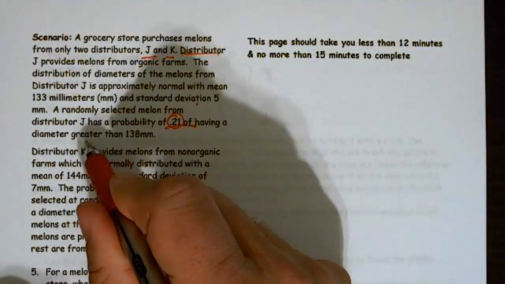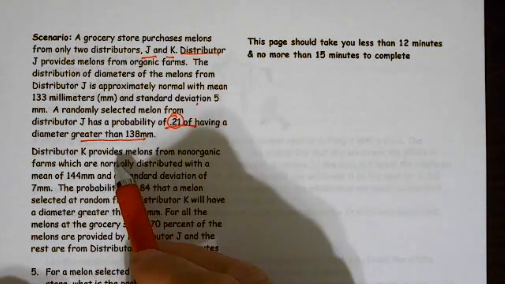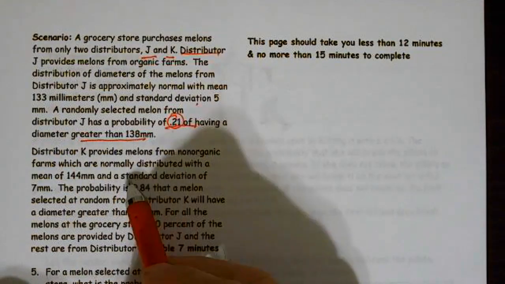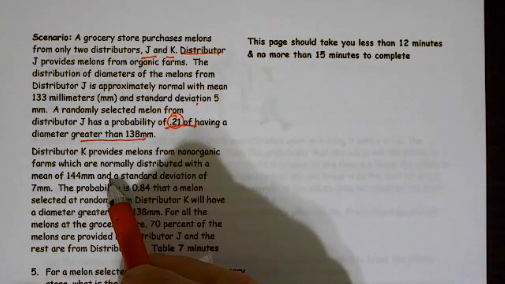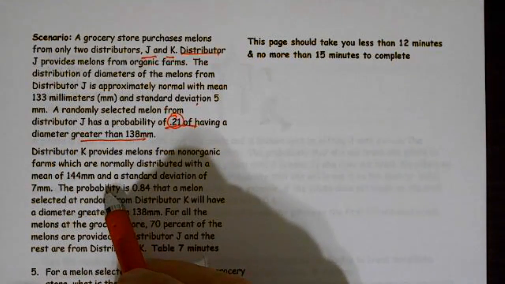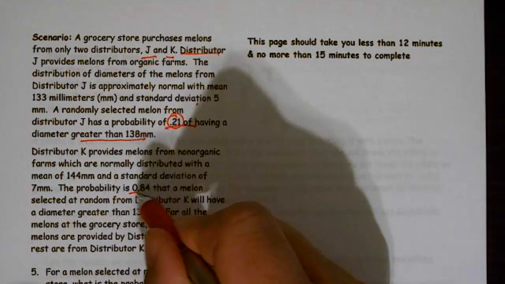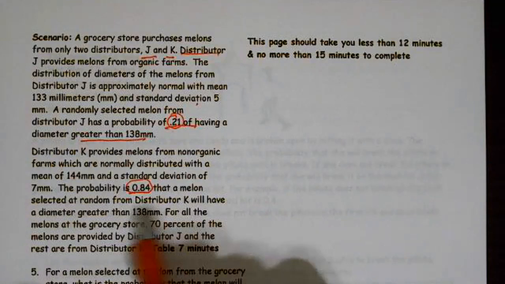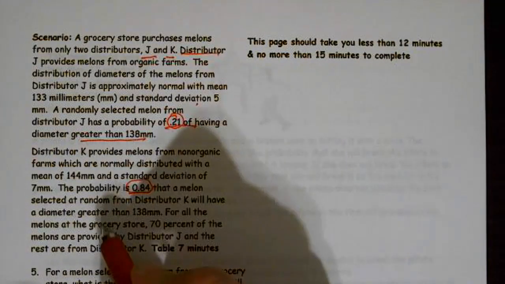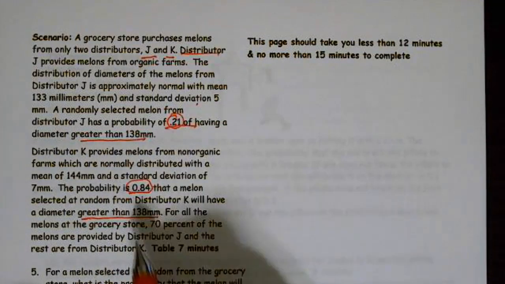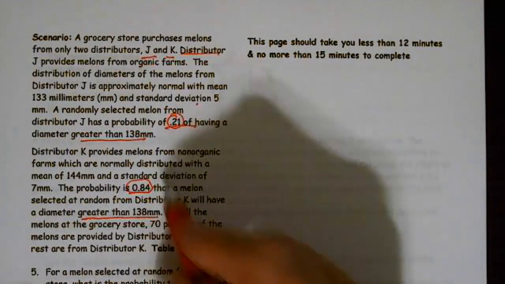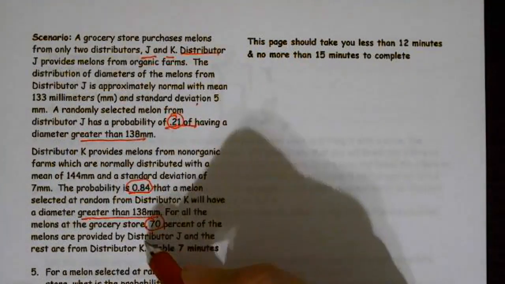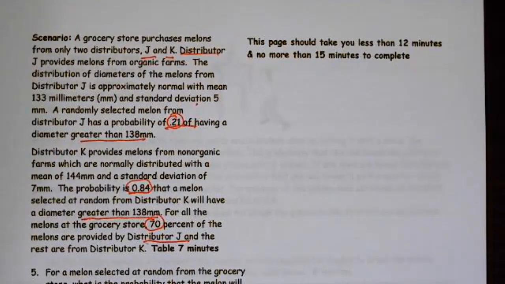Distributor K provides melons from non-organic farms, which are normally distributed with a mean of 144 and a standard deviation of 7. The probability is 0.84 that a melon randomly selected from K will have a diameter greater than 138. For all the melons at the grocery store, 70% are provided by distributor J, and the rest by distributor K.